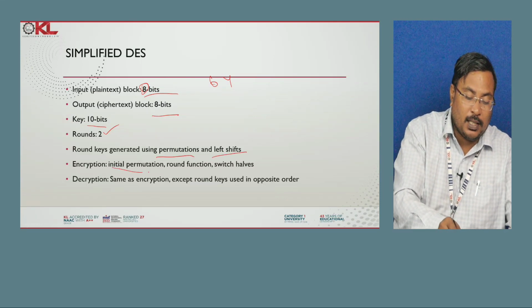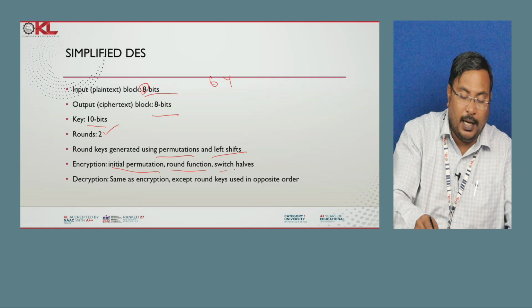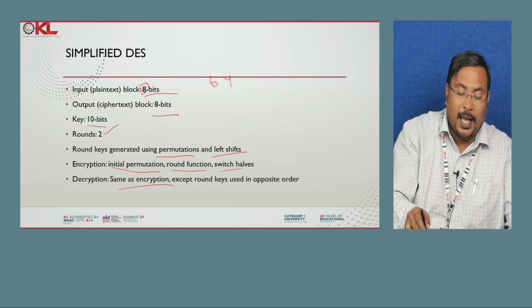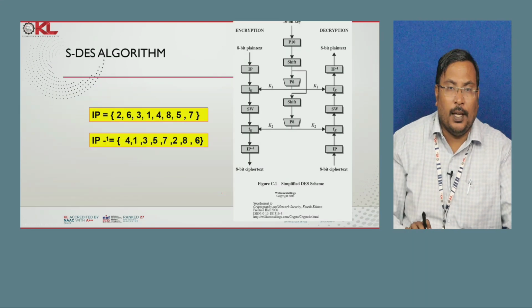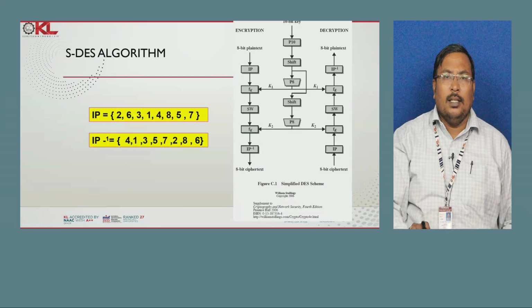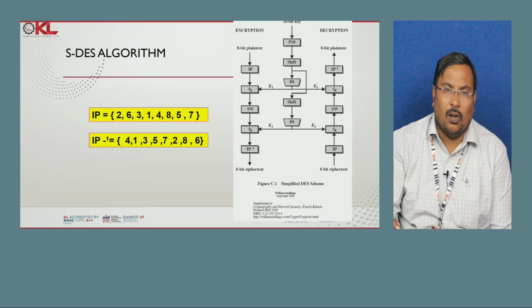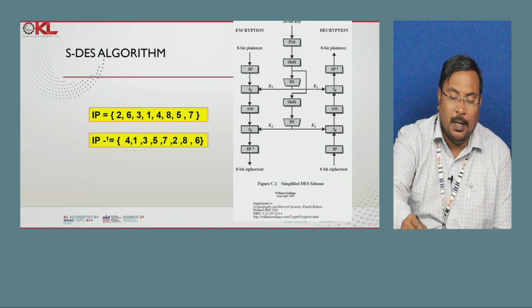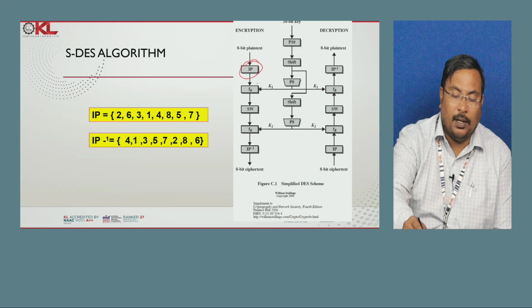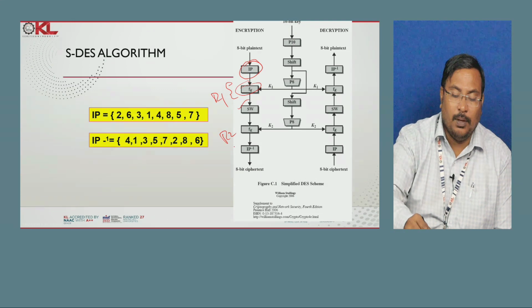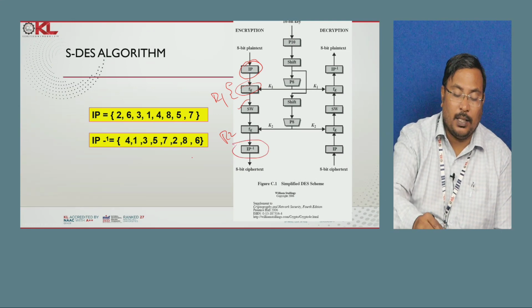The encryption algorithm uses an initial permutation, a round function, and a switch. Decryption is the same as the encryption algorithm, except that the keys are modified. So this is the block diagram structure of the SDES algorithm. Initially we have the IP and the round function and swap, all of which come under rounds R1 and R2, and this will be the initial permutation reverse.